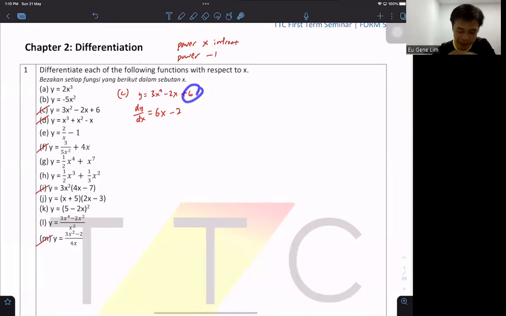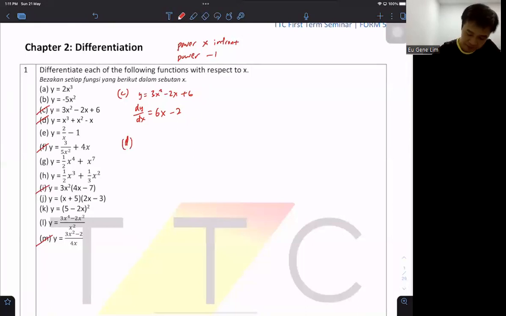Then the 6 at the back, the 6 has no x, right? When the number has no x, once you differentiate, the number just disappears. Understand? So this one you know how to differentiate. Let's try another one.